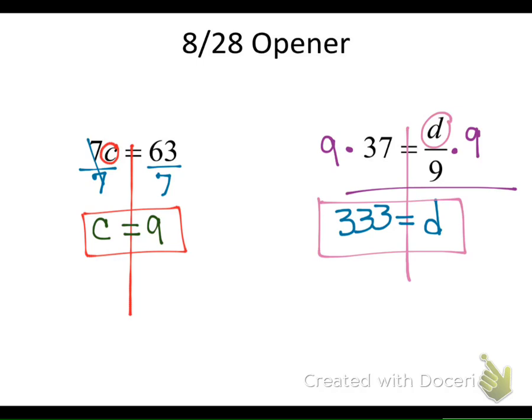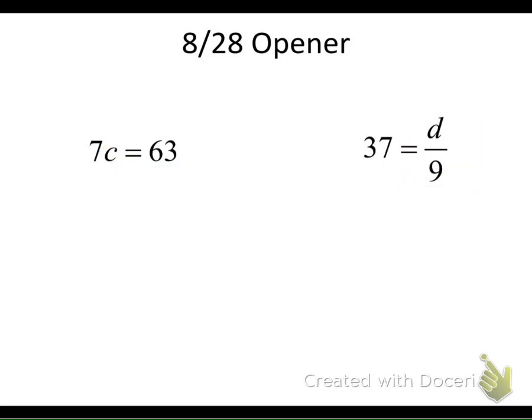What's one thing I want to see that he did not do? Oh, cross it out. The two 9s. Okay, the two 9s, yes. Good.